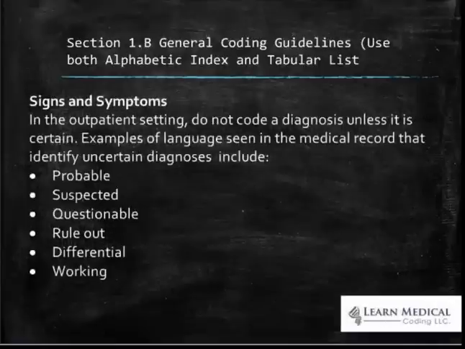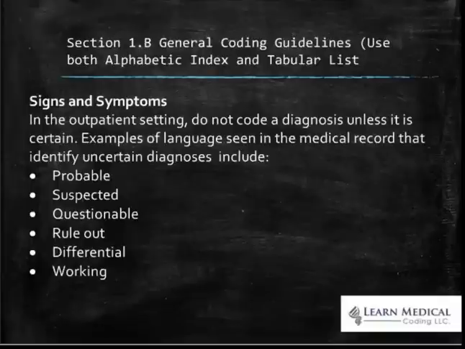Signs and symptoms. In the outpatient setting, you will not be able to code for probable, suspected, questionable, rule out, differential, or working diagnosis. Your diagnosis has to be specific when coding for the outpatient side of coding. You have to make sure the diagnosis is specific, definitive. So if the patient came in, the physician said this patient probably had something, you cannot code the probably.